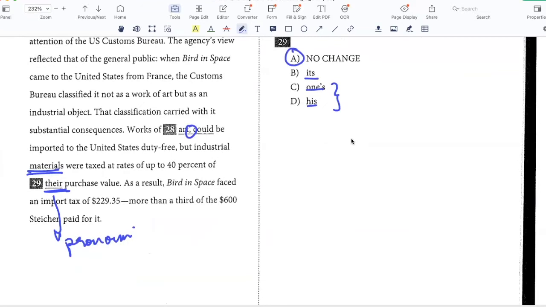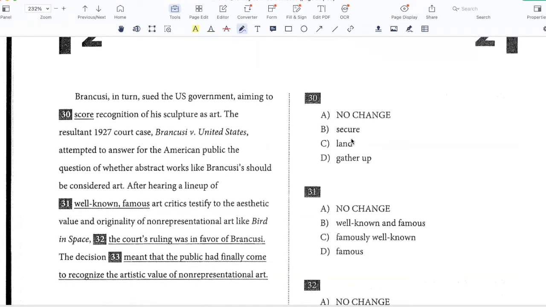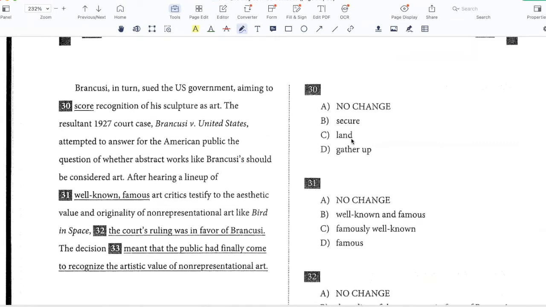As a result, Bird in Space faced an import tax of $229, more than a third of the $600 Steichen paid for it. Brancusi in turn sued the US government, aiming to score recognition of his sculpture as art.